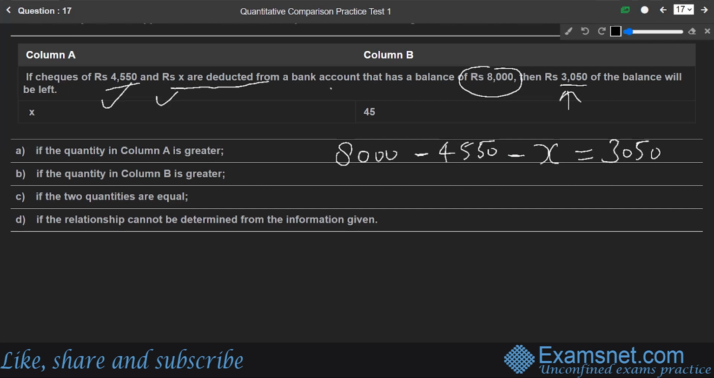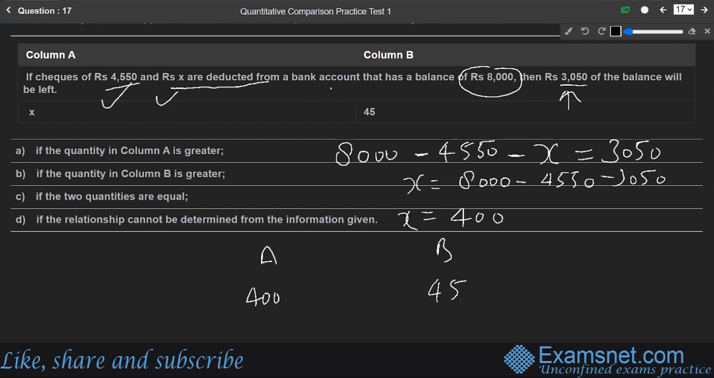Okay, so by this, obviously, we can find out the X value. If we solve this further, X comes out to be 8,000 minus 4,550 minus 3,050. If we solve this further, it actually comes out to be 400 rupees. So if we compare column A and column B, column A has got value of X that we have already calculated to be 400. Value of column B is given as 45. So which is bigger? Obviously, the value in column number A is greater than the column number B's value. So clearly, we're going to hit the answer as option A is greater.